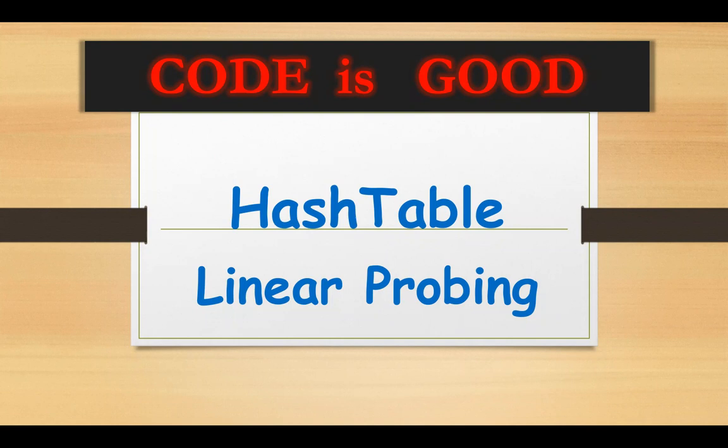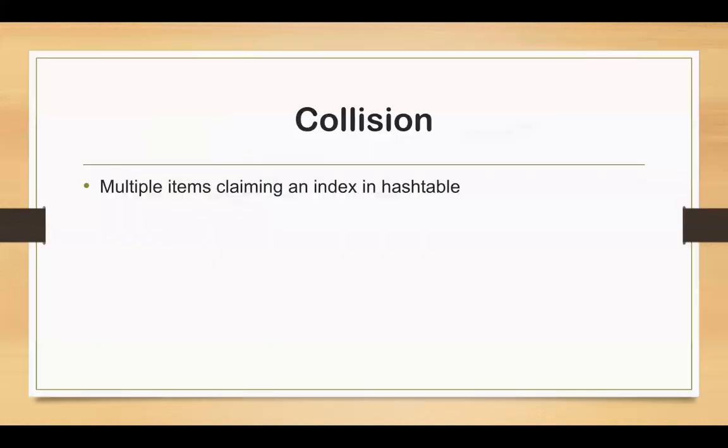In this video, we will look into how to handle collisions in a hash table. In the previous video, we had seen how a hash table works and how a collision affects its quality. So in this video, we'll look into a method called linear probing. Before going to linear probing, we should understand what a collision is.